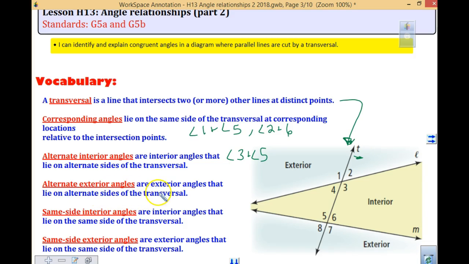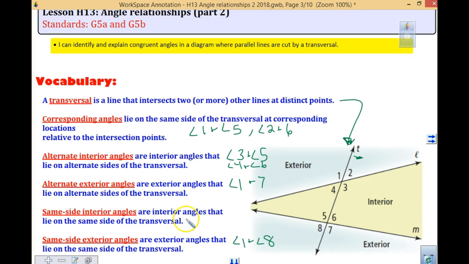When we talk about alternating exterior, that would be like angle 1 and on the opposite side of that line, alternating would be 1 and, it has to be exterior. So we have 1, 2, 7, 8. 1 and 8 would be same side exterior. Angle 1 and angle 8 are same side exterior. So we would have 1 and 7. We could also have 2 and 8, right? 2 and 8 are alternating.